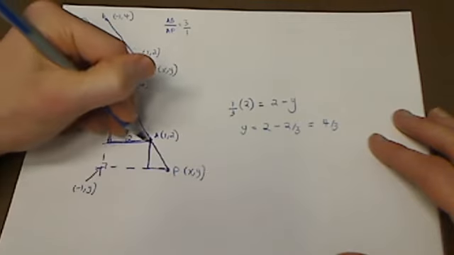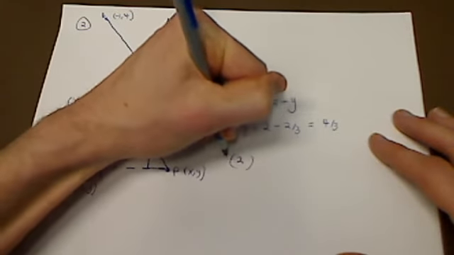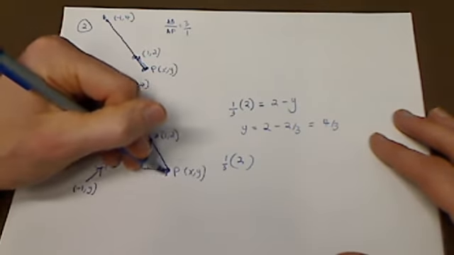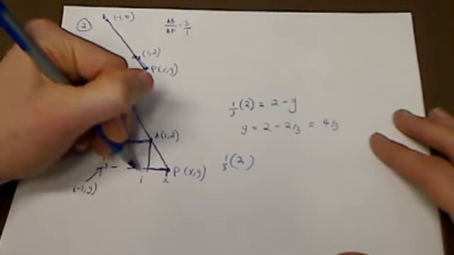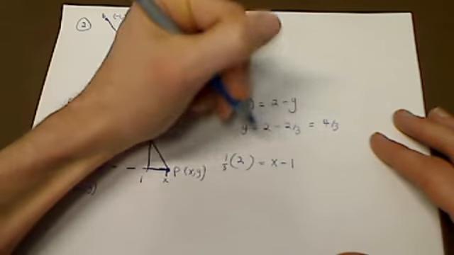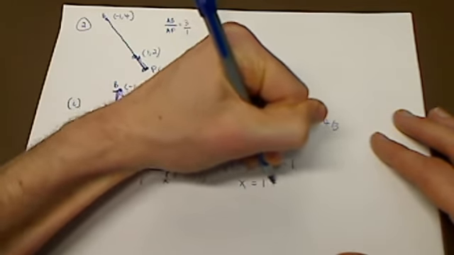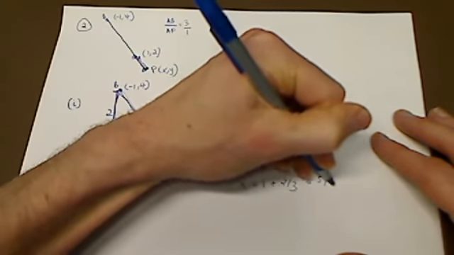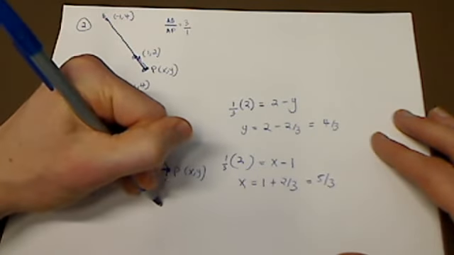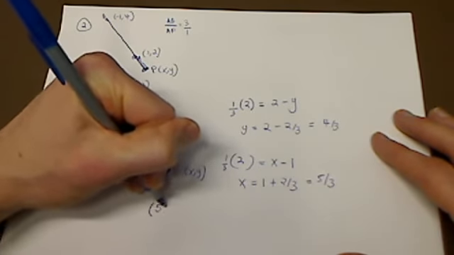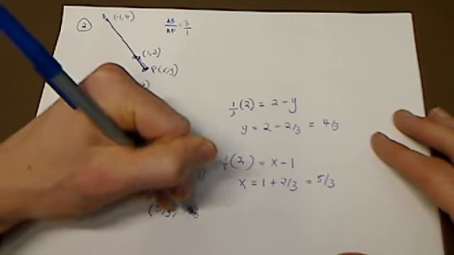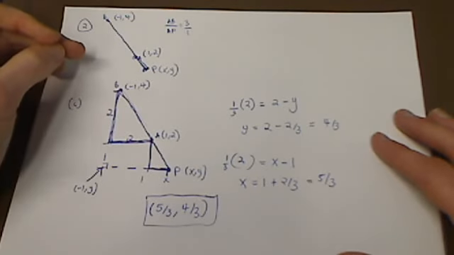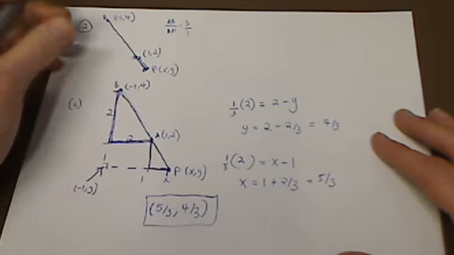And we're going to do the same thing for the x coordinate. This length is 2, and 1/3 of that, okay, it's going to give me this length, which is the x coordinate minus the x coordinate here, x minus 1. So adding that 1 over, you get x = 1 plus 2/3, and that gives us 5/3. So the coordinates in this situation would be 5/3, 4/3. And that's how we can get the other situation where P is not in between those.